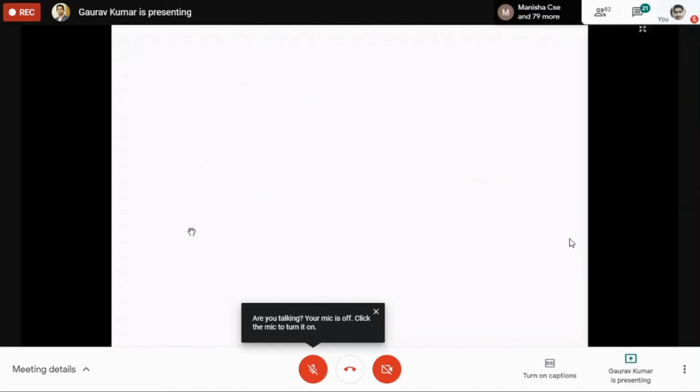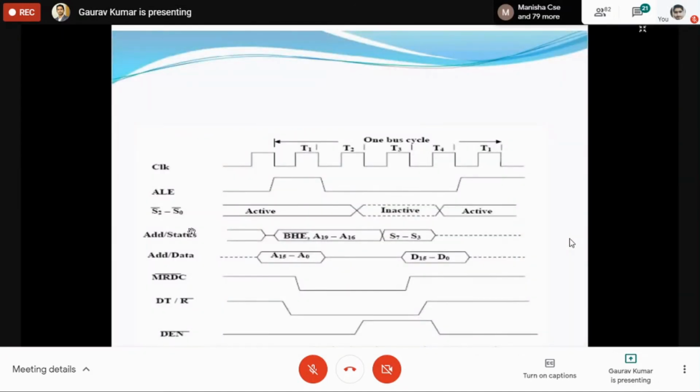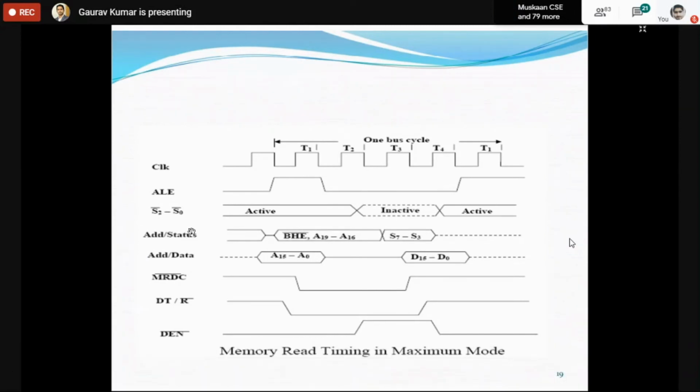Anyhow, let us start with this timing diagram. I hope you are able to read it now, because we have already discussed the timing diagram of the minimum mode. The only difference is, as we have seen in 8086 minimum mode, first the ALE signal is generated. ALE is address latch enable. Now it is not there in 8086 maximum mode.